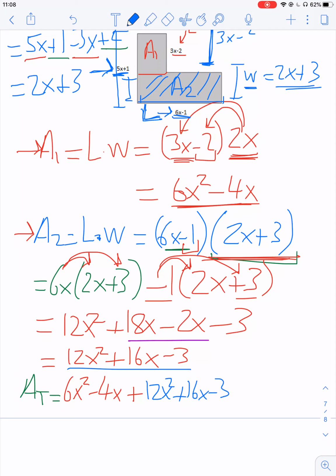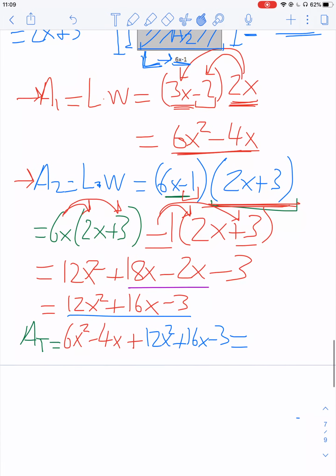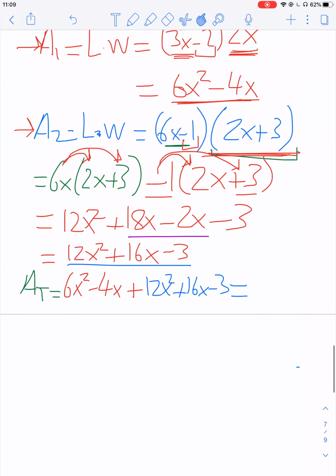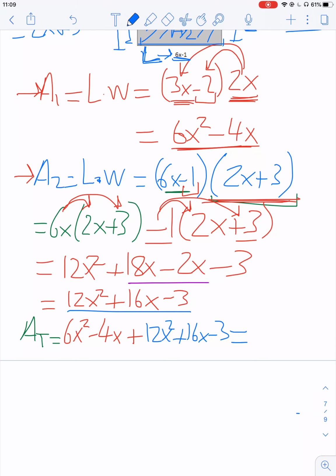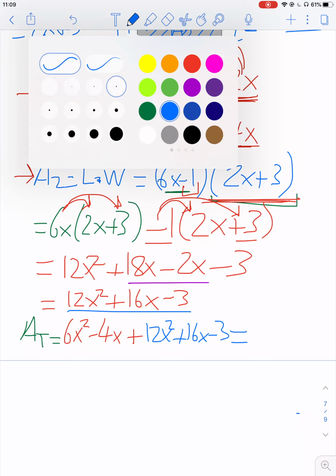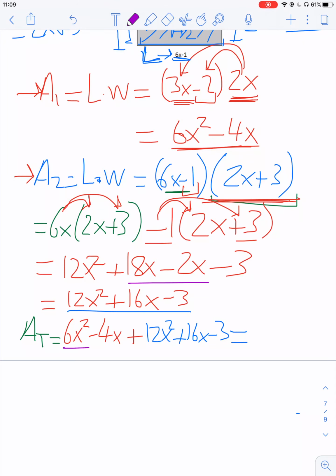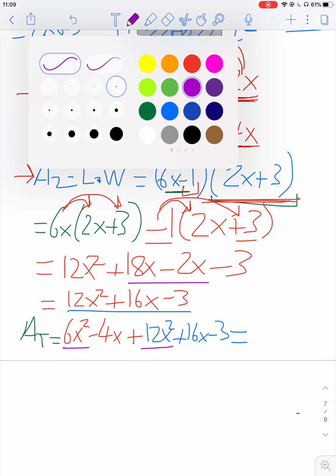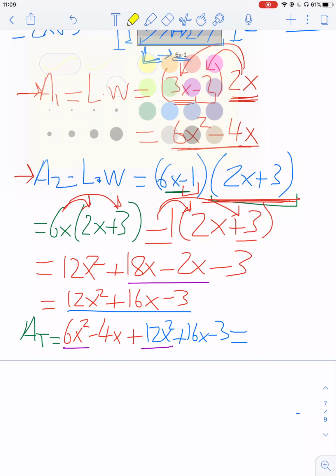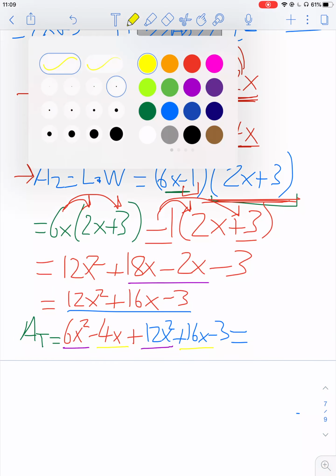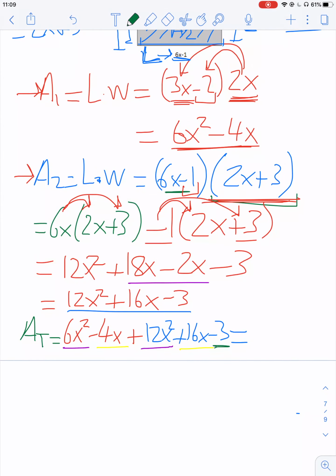So this is your final answer, but what you have to remember is that you can actually simplify this by combining your like terms. So when you do that, the 6x squared will combine with 12x squared. The minus 4x will combine with plus 16x, and then the minus 3 will be all by itself, okay?